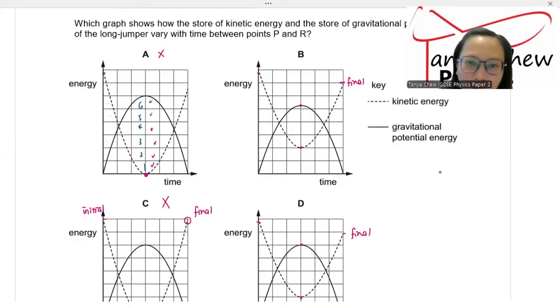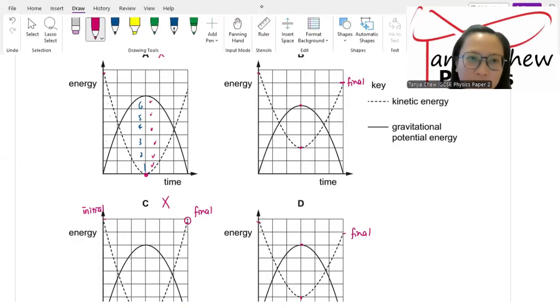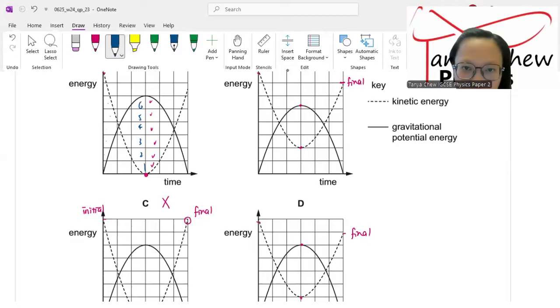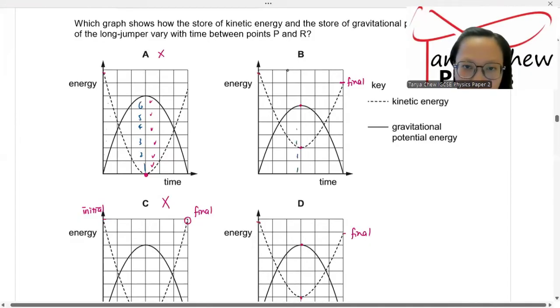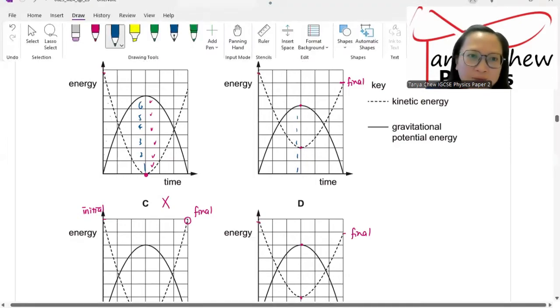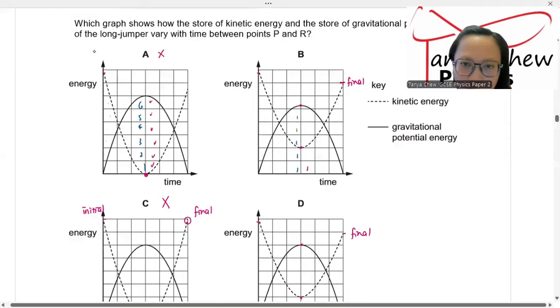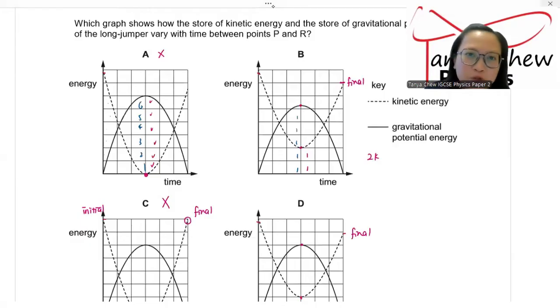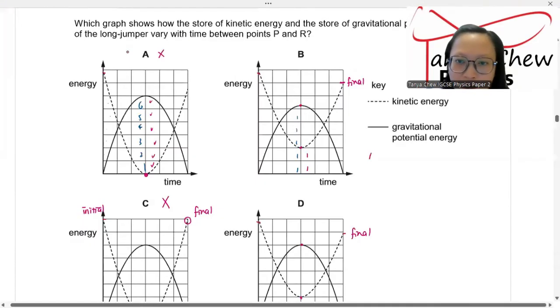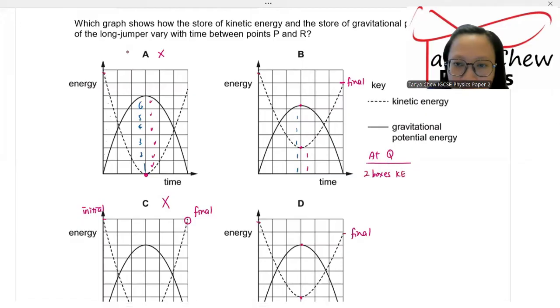Right, so for point Q, I will calculate the number of boxes. You look at, this is the gravitational potential energy. I have 1, 2, 3, 4, 5, 5 point, maybe 1 or 2, right? 5 point something. And then the kinetic energy is 1, 2. 2 kinetic energy, 2 KE. Okay, I just put 2 boxes of KE so that you could understand. Okay, at Q, you have 2 boxes KE and maybe 5.2 boxes of GPE.